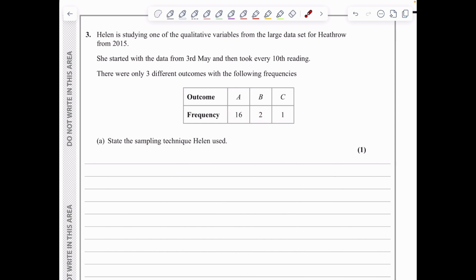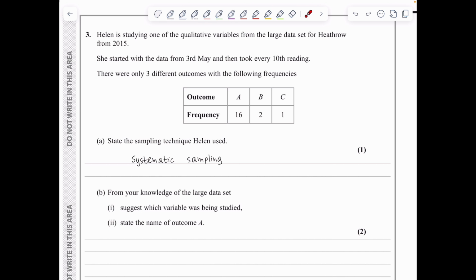And we need to state the sampling technique Helen used. Now, since she was taking every 10th reading, she was working in a systematic way. So she began on the 3rd of May, then it was the 13th, the 23rd, and so on. And this is called systematic sampling.